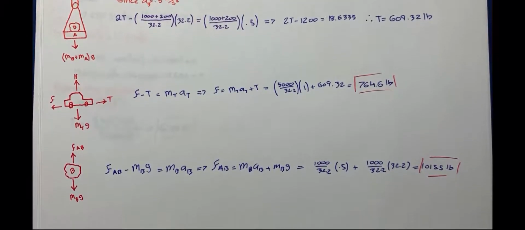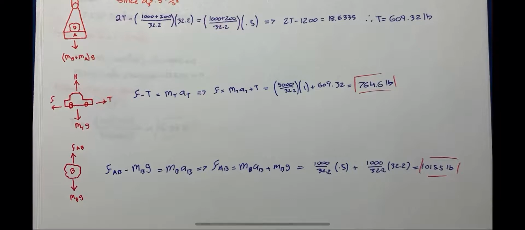Knowing that, we can go to the free body diagram of the truck, which gives us F minus T is equal to ma, and then we can again plug in our known values, and we'll find that the horizontal force on the truck is about 764 pounds.